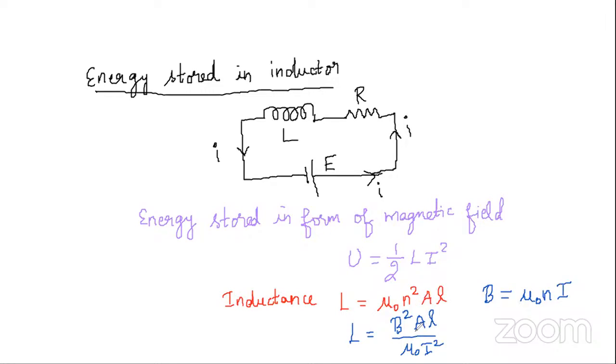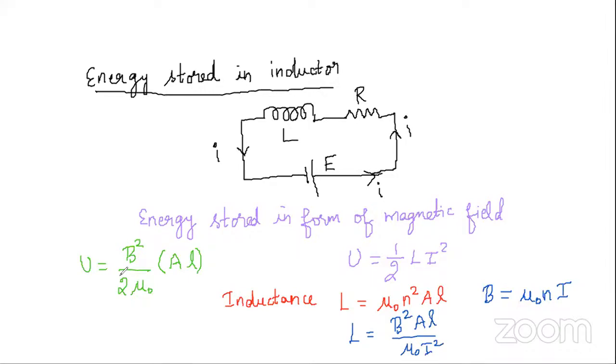Now using this value of L, you can find out the energy stored in magnetic field. What is that? Here U equal to half Li square. When you substitute all the values, you get B squared by 2 mu naught into A into L. This is another formula for energy stored in an inductor.